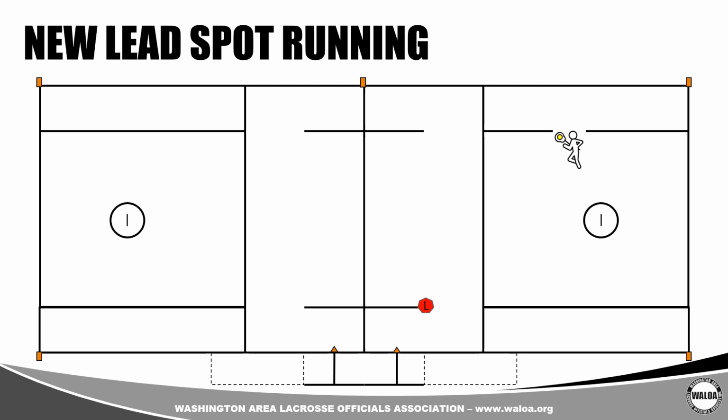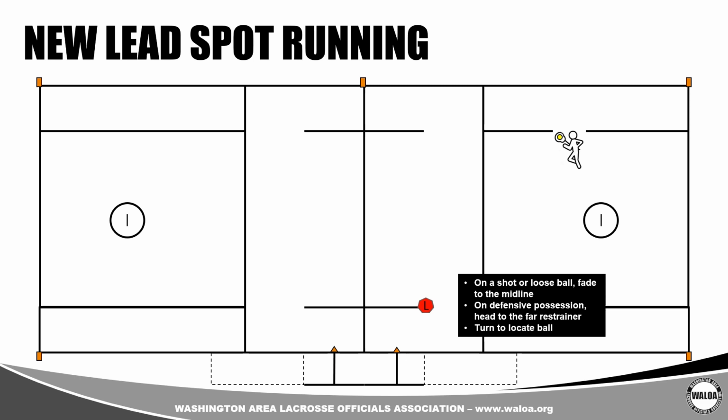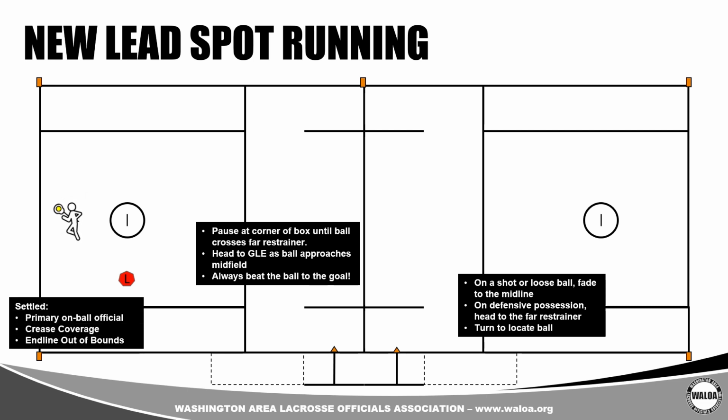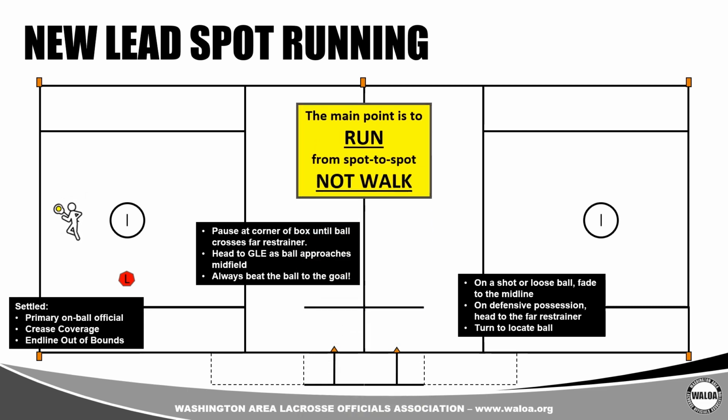As the old trail and new lead, you have some unique responsibilities as you transition down the field. First, on any shot or loose ball, fade to the midline, and then on the defensive possession, head to the far restraining line. Always turn to locate the ball. Pause at the corner of the box until the ball crosses the far restrainer. Head to goal line extended as the ball approaches midfield, and always beat the ball to the goal. In settled situations, remember your primary is your on-ball coverage with crease coverage and the end line out of bounds. And remember, always run from spot to spot, don't walk.